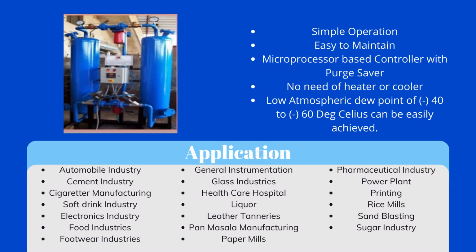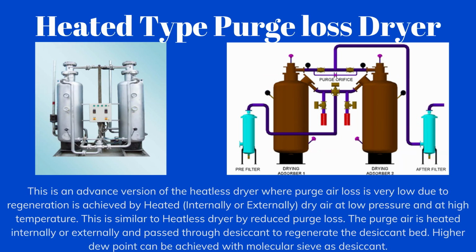Heated type purge loss dryer. This is an advanced version of the heatless dryer where purge air loss is very low, because regeneration is achieved by heated, internally or externally, dry air at low pressure and at high temperature. This is similar to the heatless dryer but with reduced purge loss. The purge air is heated internally or externally and passed through desiccant to regenerate the desiccant bed. Higher dew point can be achieved with molecular sieve as desiccant.